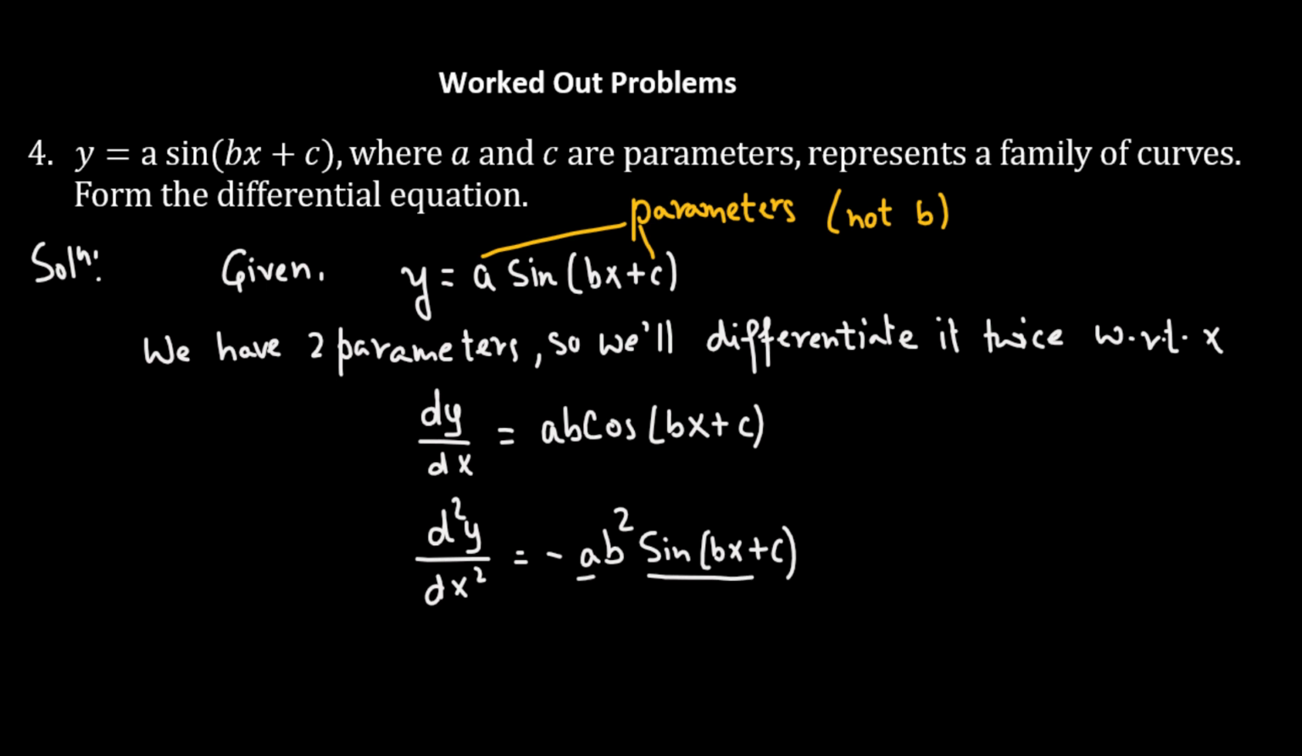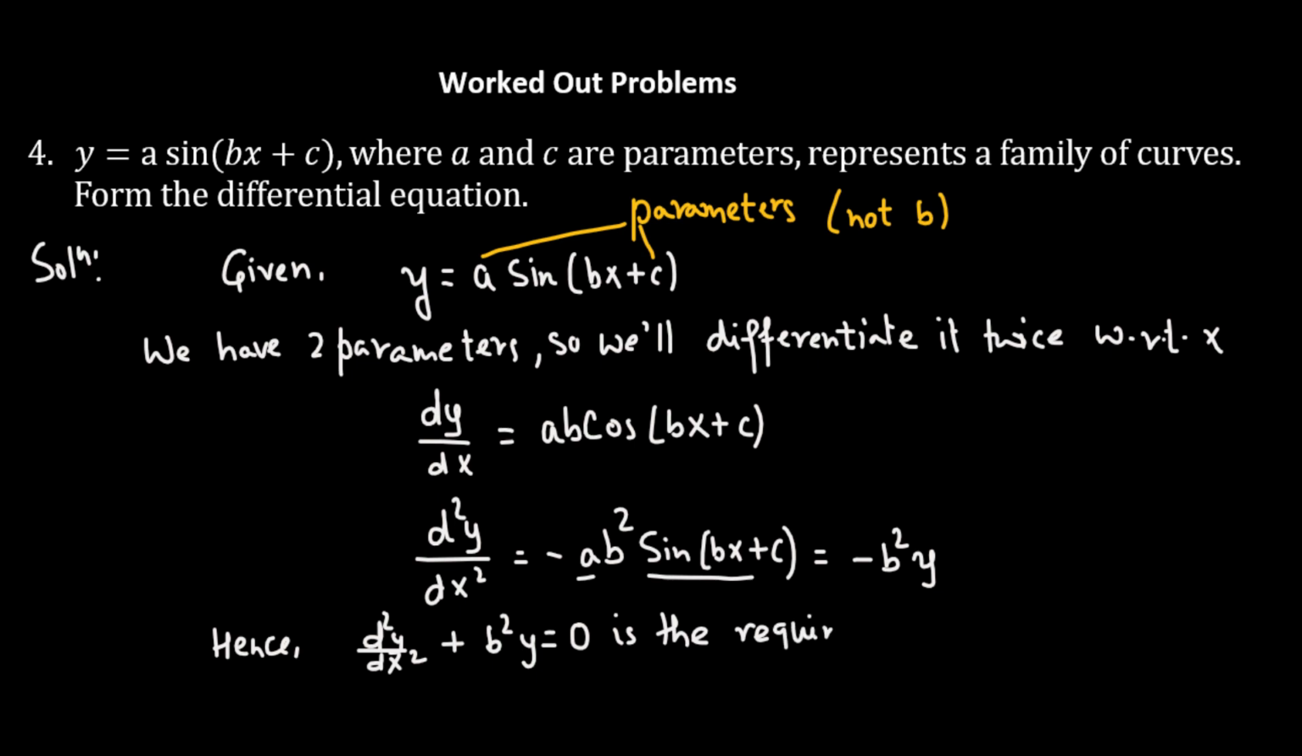We can replace a sine(bx plus c) with y. So that will give us negative b squared times y. Rewriting the equation, we get the second derivative of y with respect to x plus b squared y equals 0, and this is the required differential equation.